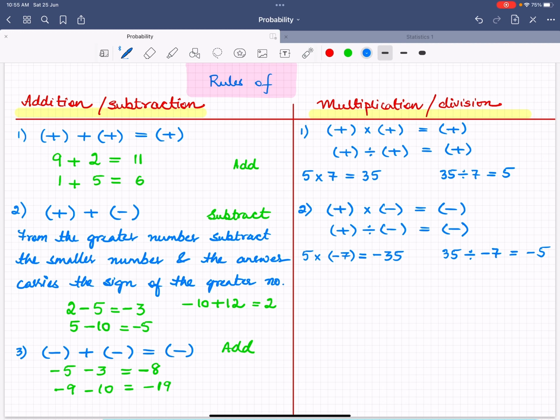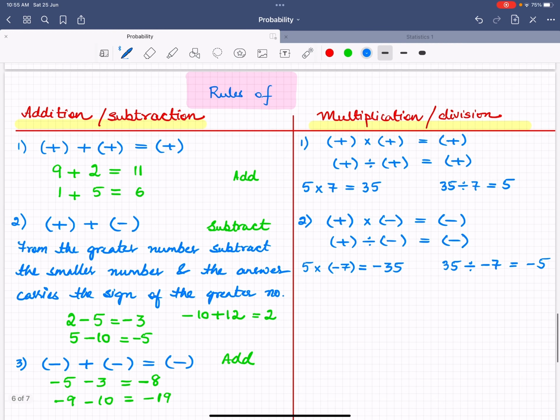Let's move on to rule number 3. Rule number 3 for multiplication and division is, when we have a negative number and we multiply it by a negative number, the answer is always positive. And if we have a negative number and we divide it by a negative number, the answer is always positive as well. Let's check out a few examples.